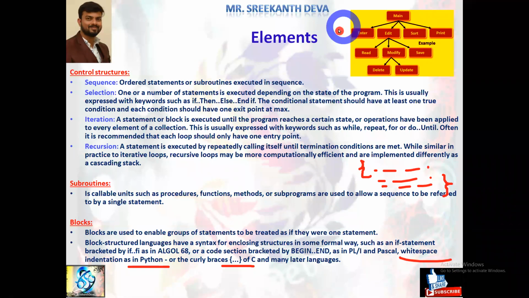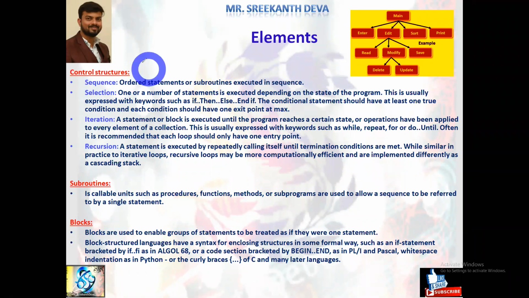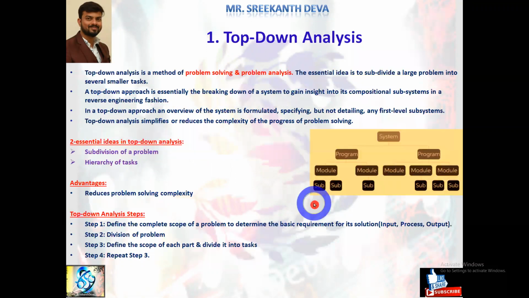Okay, so C is a structured programming language. This structured programming language supports control structures, subroutines, and blocks. C also supports these concepts: sequence, selections, iterations, recursions, subroutines like functions, and blocks, especially used for what? Curly braces. See, generally in structured programming, the main problem is going to be divided into sub problems. Again, the sub problem is divided into sub problems. Like that, it is going to be divided, what? Main problem into sub problems in structured programming languages. Okay, these are all the common elements used in structured programming: control structures, subroutines, and blocks.